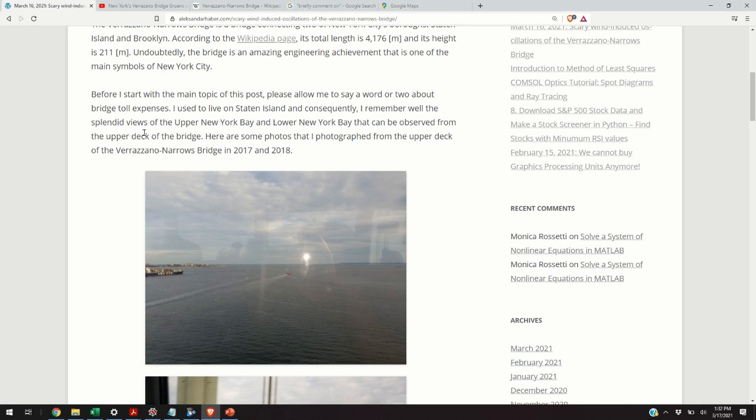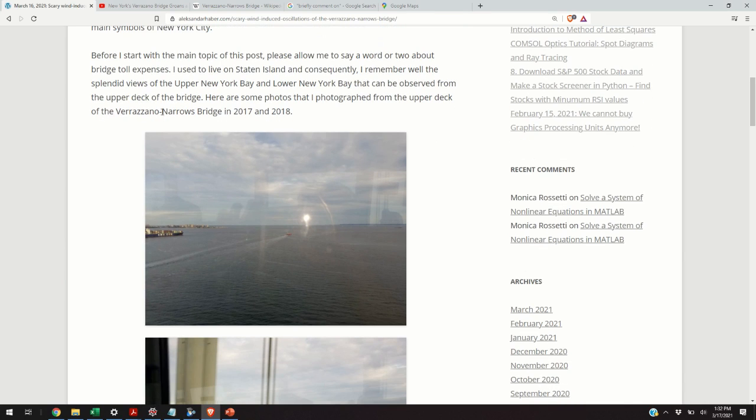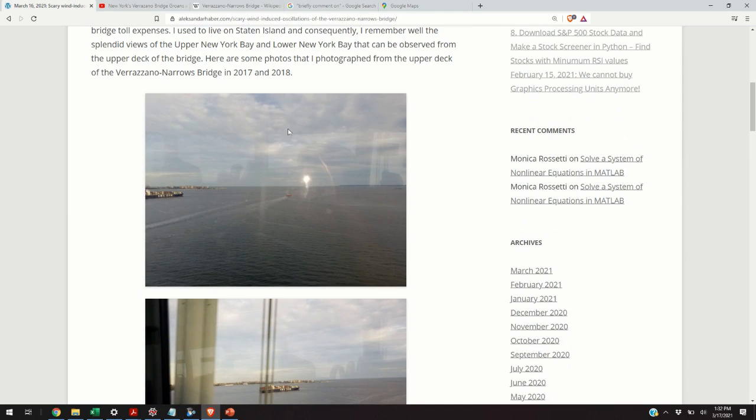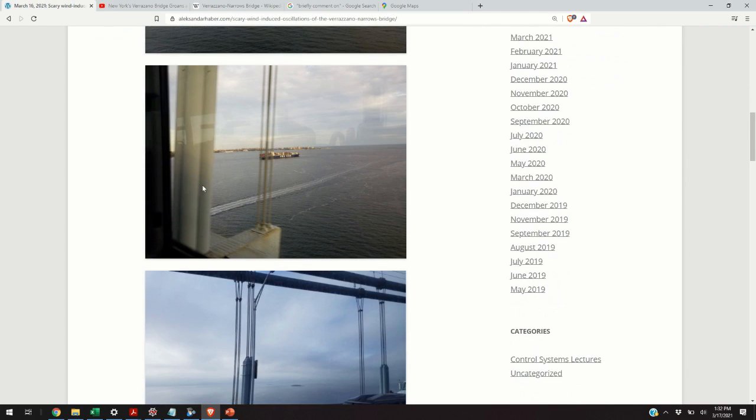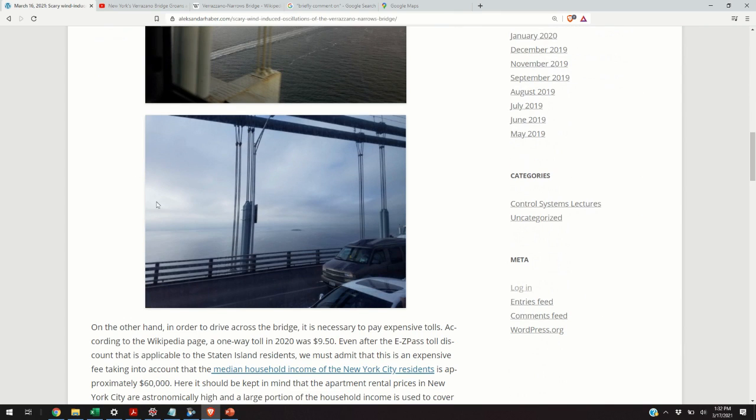I remember well the splendid views of the upper and lower New York Bays that can be observed from the upper deck of the bridge. And here are some photos that I photographed from the upper deck of the Verrazzano Narrows Bridge in 2017 and 2018. This photo shows the Atlantic Ocean, and this part here is the Brooklyn side. Here's another photo, and another photo made probably during the evening.